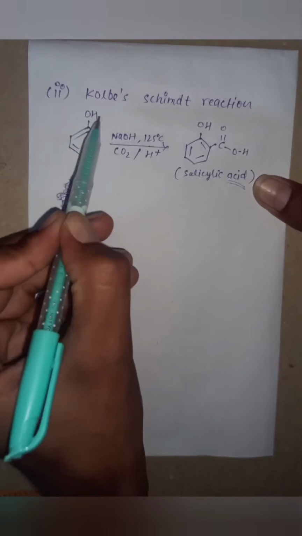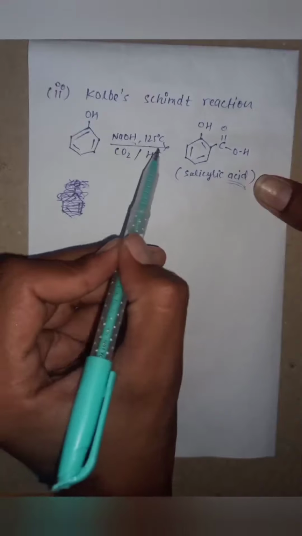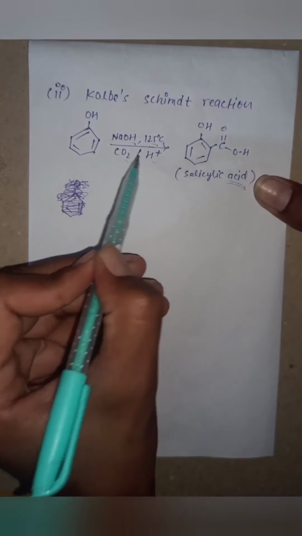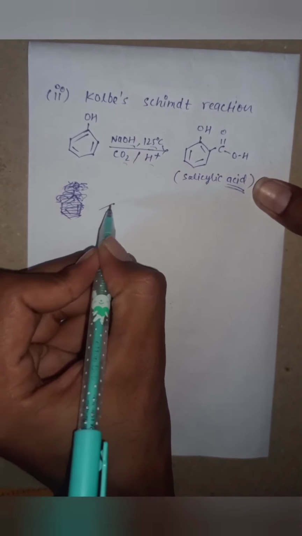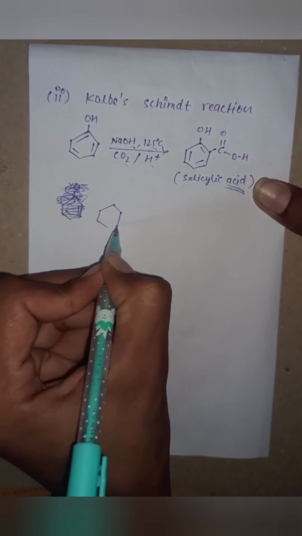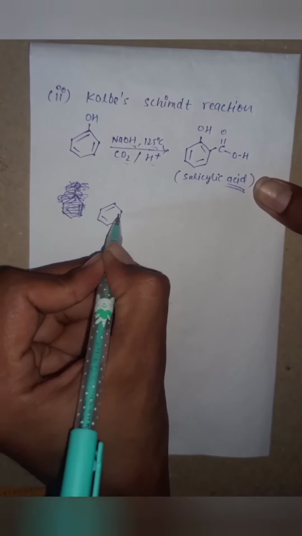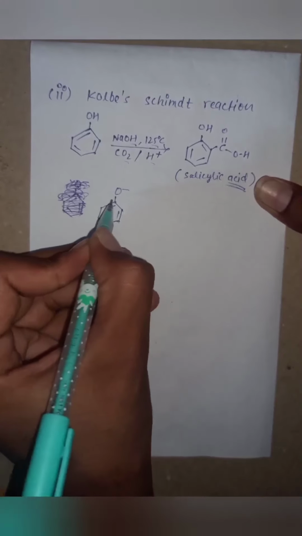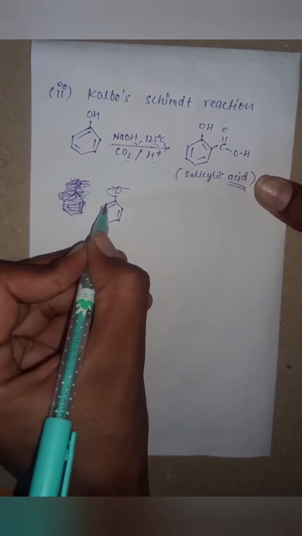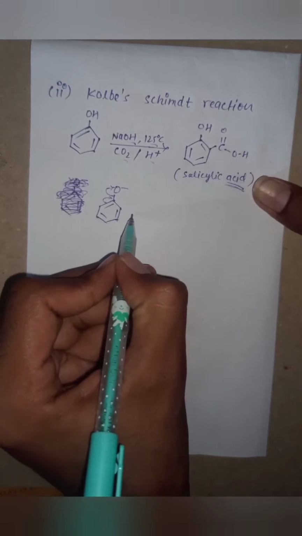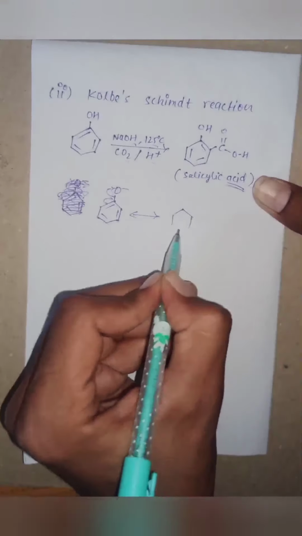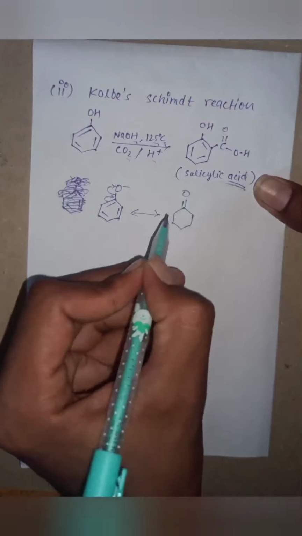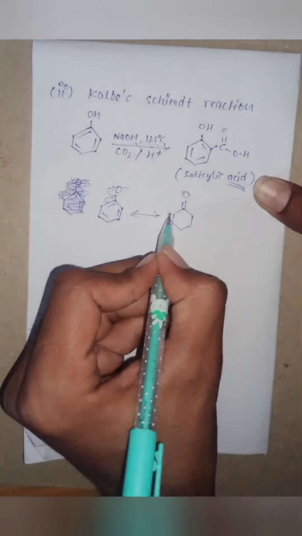Now move to the next reaction, that is the Kolbe-Schmidt reaction. Here phenol reacts with NaOH in the presence of CO2 and acid to give salicylic acid. I hope you have no doubt till here. So here due to resonance this product is converted into the C double bond O and the negative sign comes to the benzene ring.